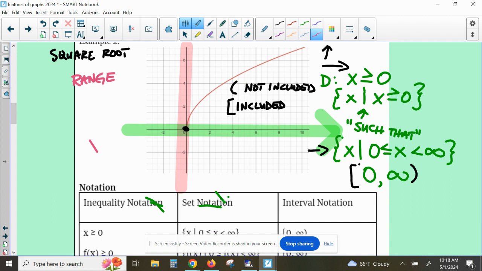So what is his lowest point? His lowest point is 0. Is 0 included? Yeah, and it goes forever. So we can say something like our range is y's greater or equal to 0. We can also use f of x, like f of x is greater or equal to 0. We know that those mean the same thing. Y and f of x are the same.